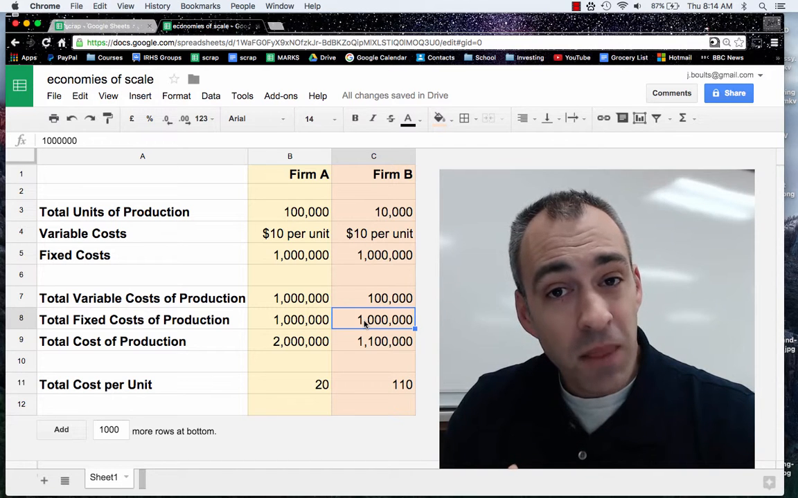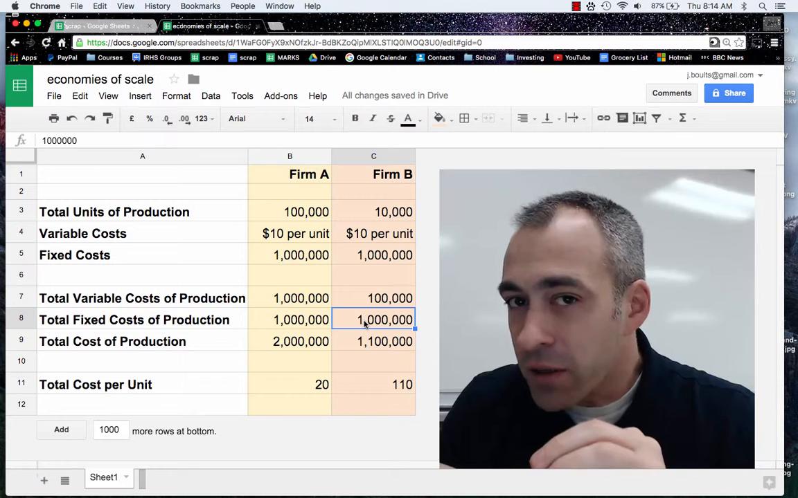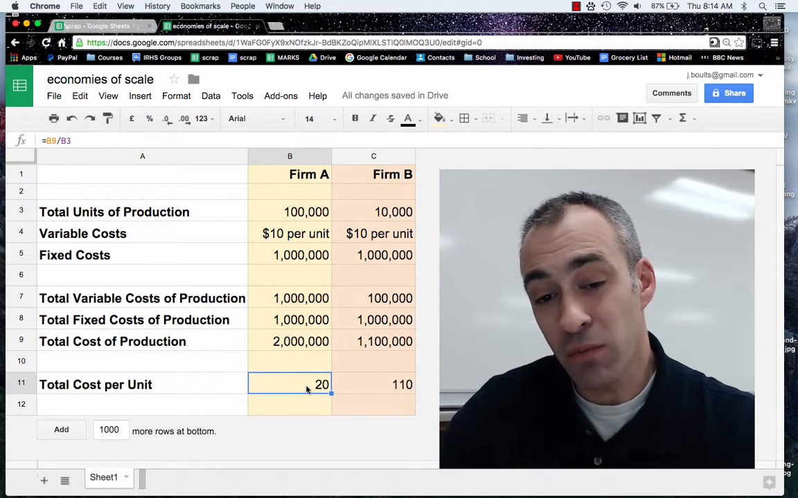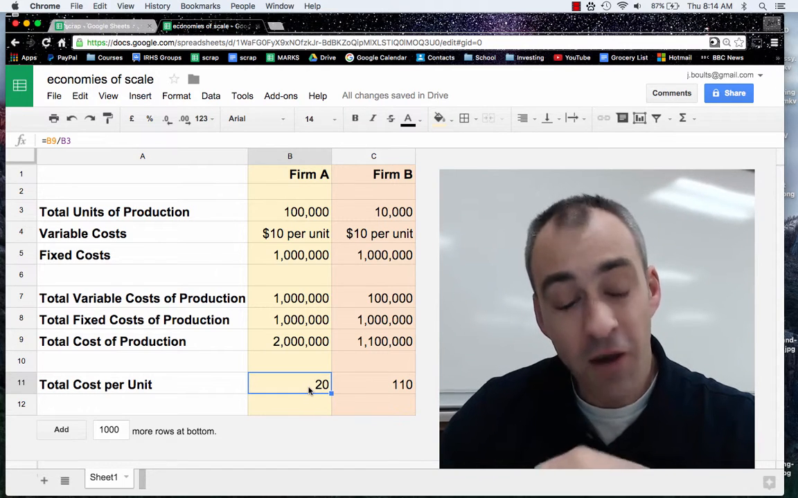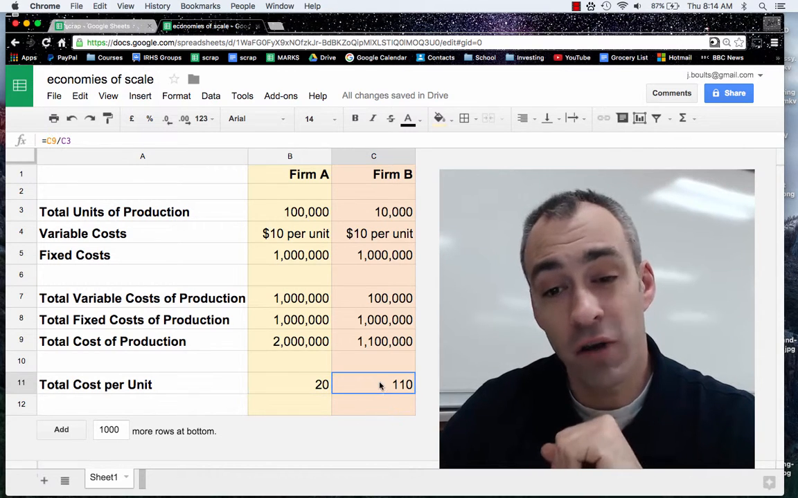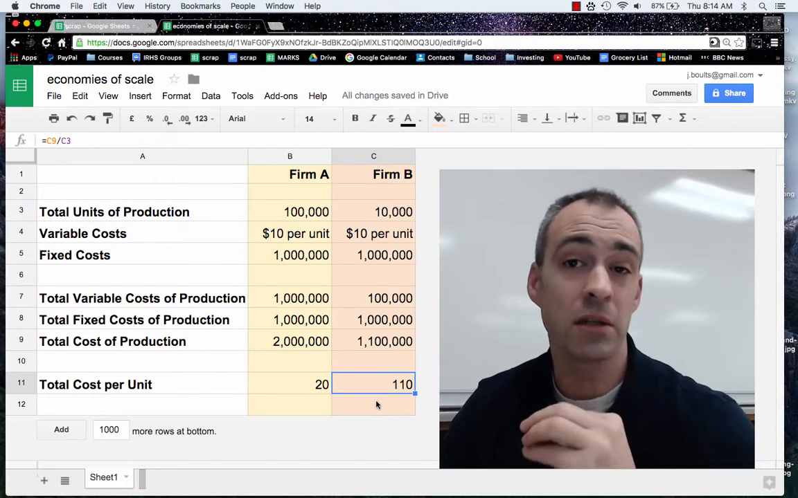The result? Well, take a look. Firm A can sell at a profit its products for less than it costs firm B to make them, right? Firm A could sell this for $100 each. It costs $20 to make. They could sell it for $100. Firm B can't even sell it for $100. They'll go out of business.